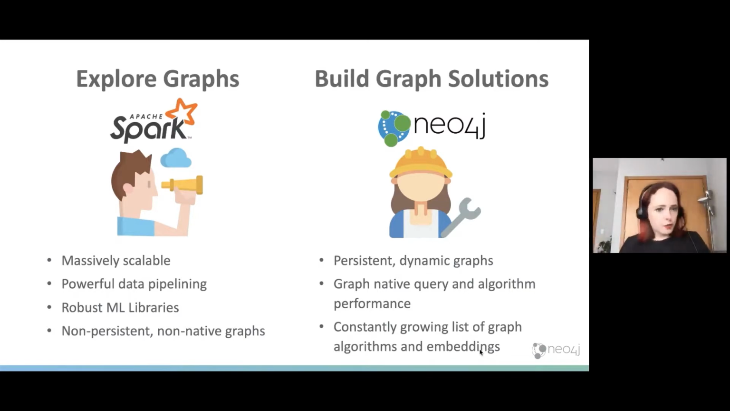And when we talk about how do I choose between Spark and Neo4j, Spark is great for being scalable, really powerful data pipelining, and it lets you start experimenting.